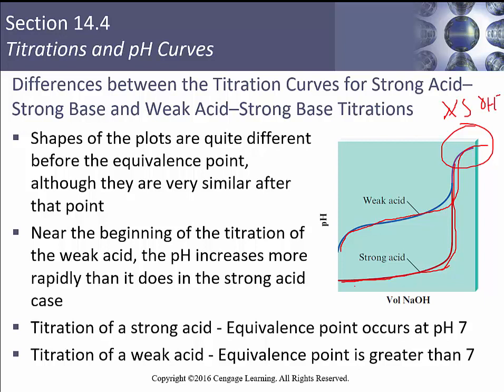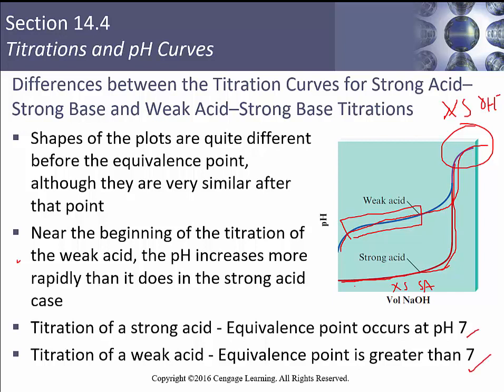Near the beginning of the titration of the weak acid, the pH is going to increase more rapidly than it does in the strong acid case, because down here, all we have is excess strong acid, right? And here, all along this point, we've got a buffer. In the titration of a strong acid, the equivalence point occurs at 7. In the titration of a weak acid, the equivalence point is greater than 7.